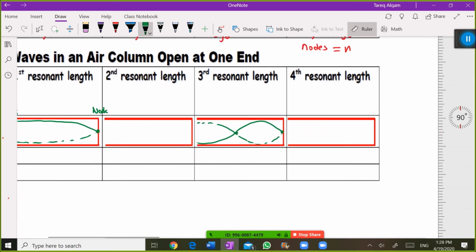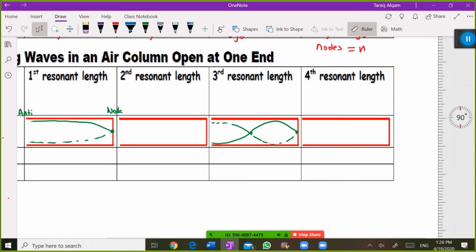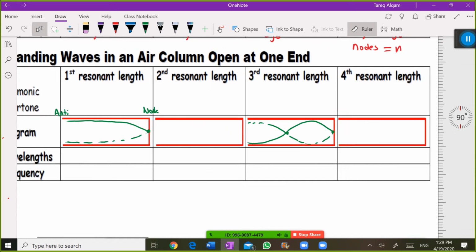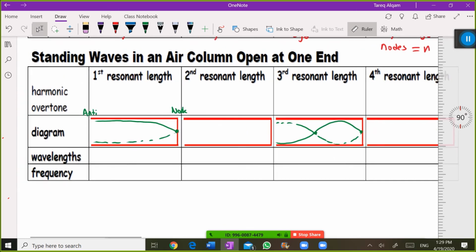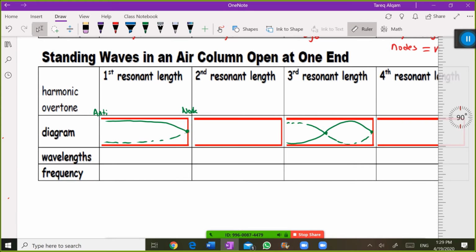The fourth harmonic does not exist, and so on, guys. In an air column open at one end, even harmonics do not exist.